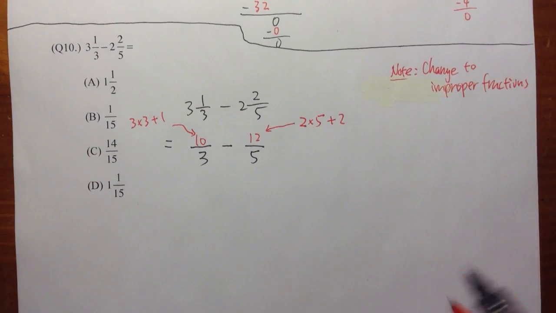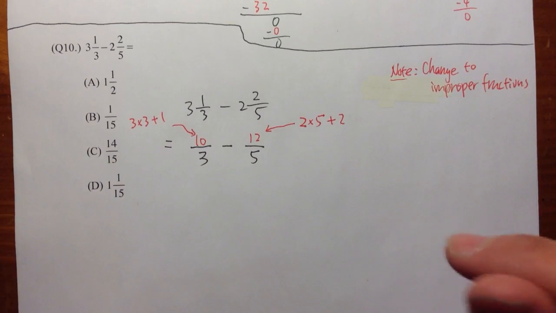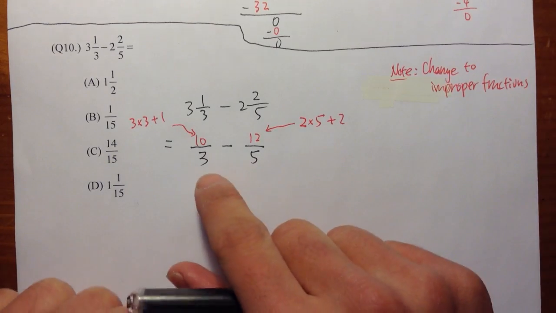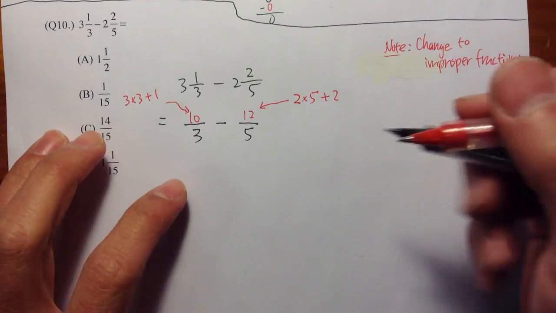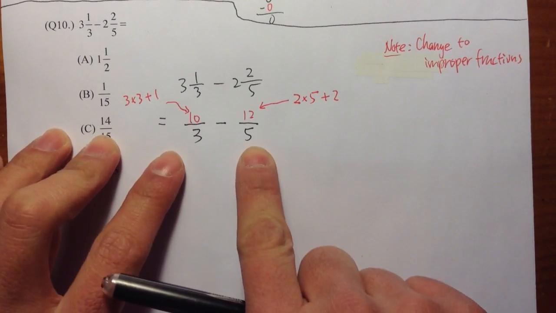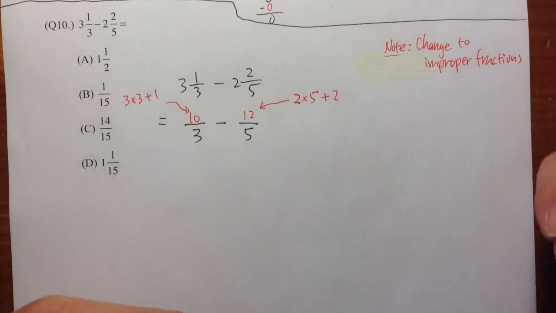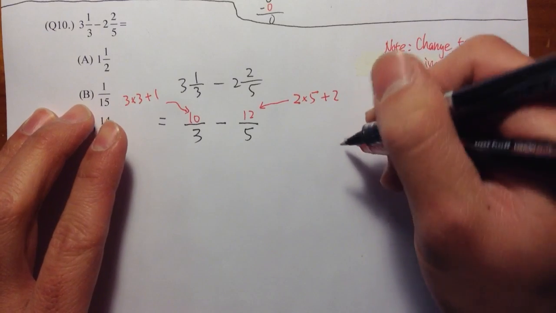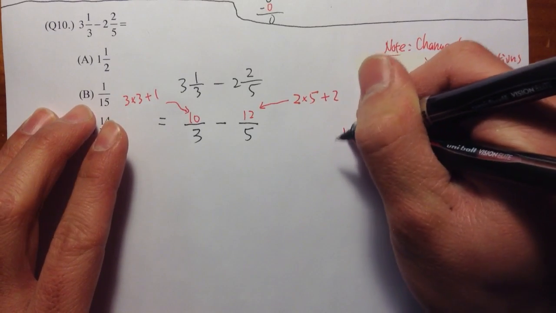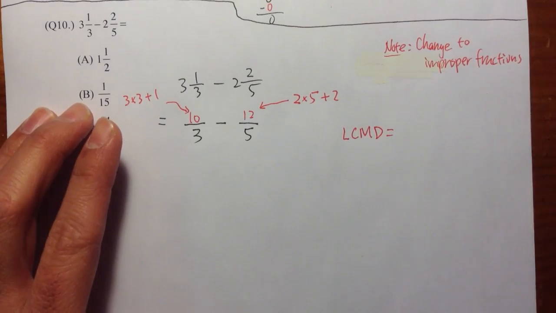Alright, so now we have two fractions. You can just look at these as improper fractions. And we're going to see how to subtract these two fractions. The idea is to make sure that they have the same denominator. Unfortunately, we do not. So we want to make that happen. That's the second step. So let's see. We need the lowest common multiple of the denominators. And let's see what that is.